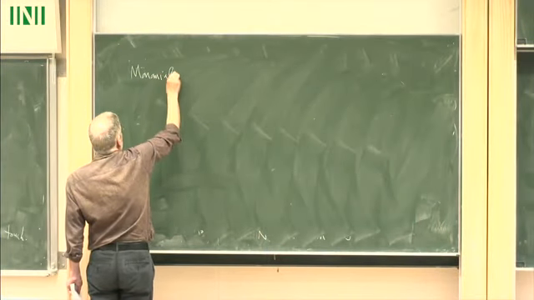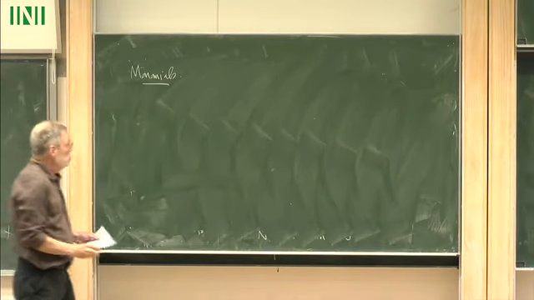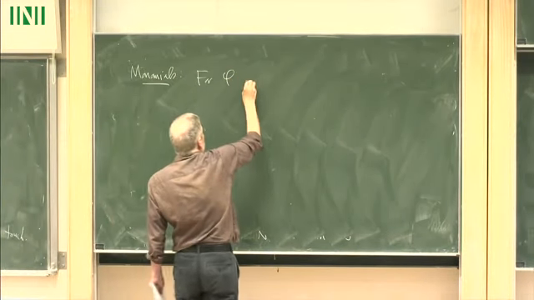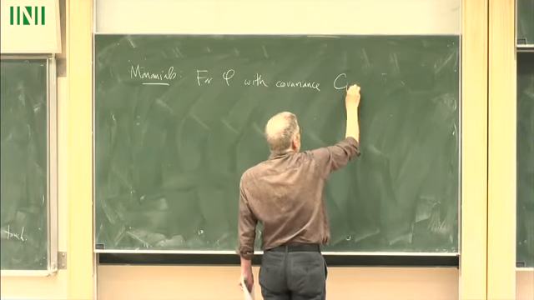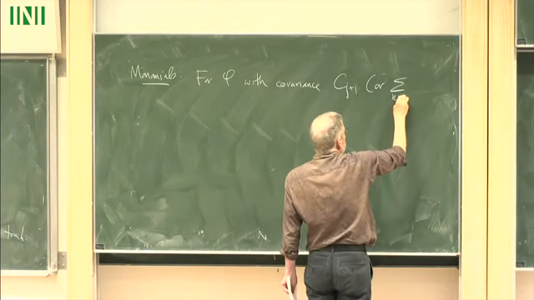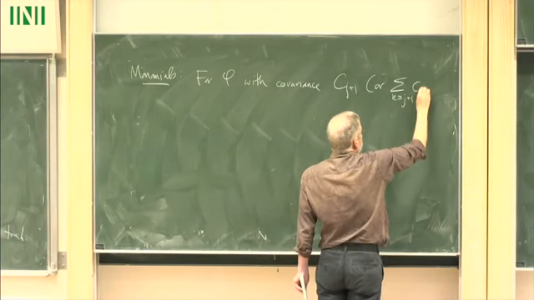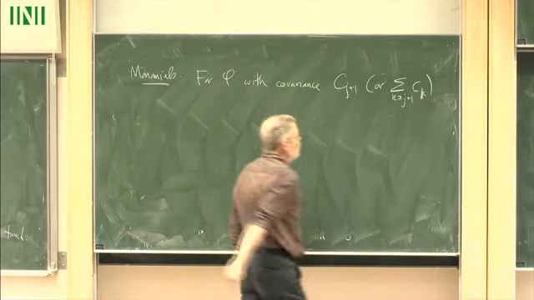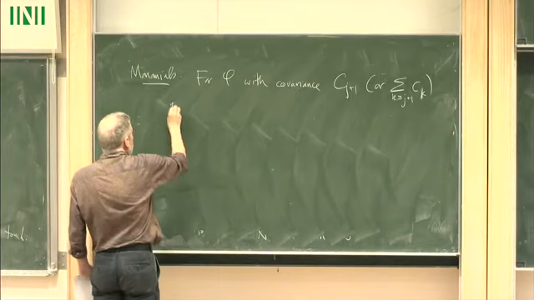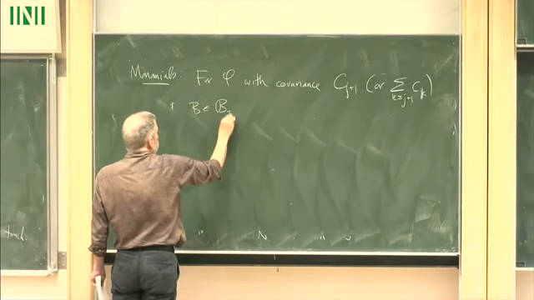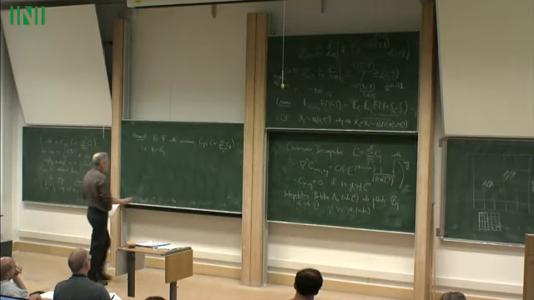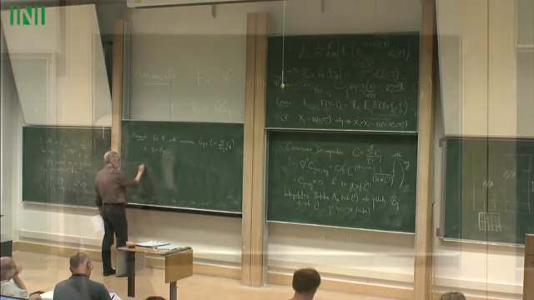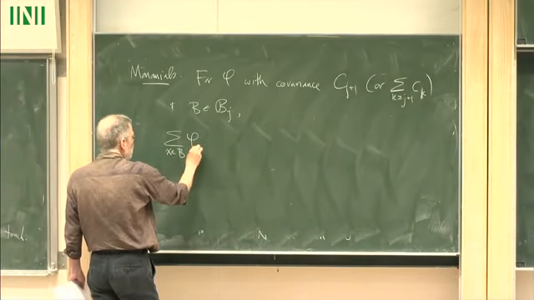So let's look at some monomials. So for phi with covariance C_{j+1}, or the sum of all of the subsequent covariances, it is just the same. And for a block B in B_j, at the previous scale, where the field is roughly constant, let's look at a monomial: the sum over x in the block of phi(x) to the p.